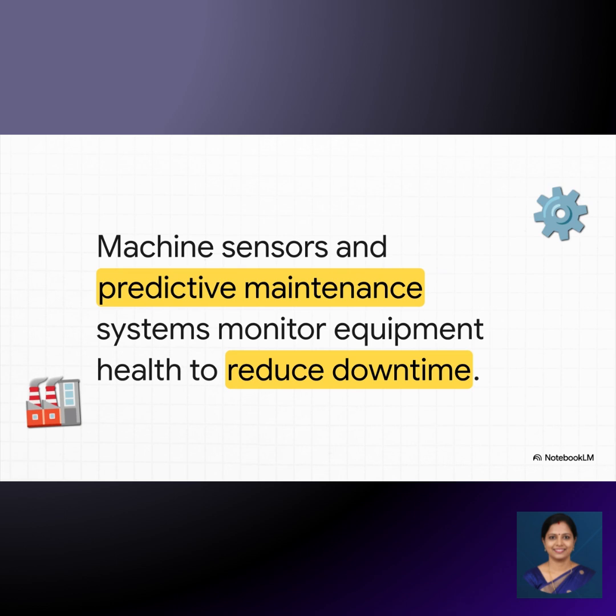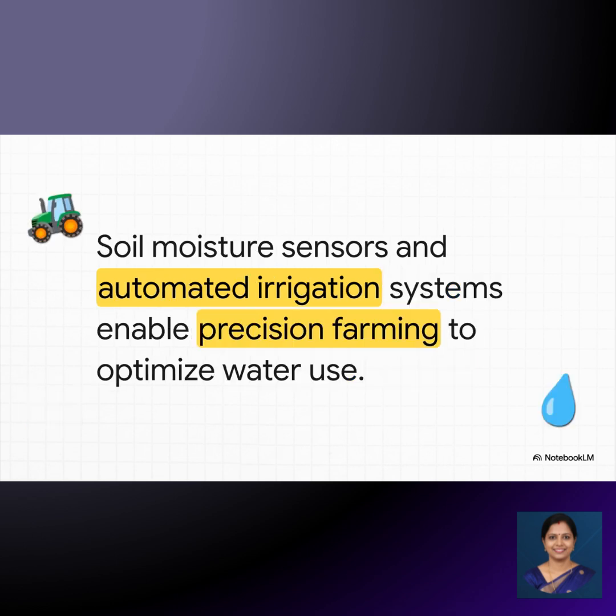Putting sensors on factory machinery to monitor things like vibration or temperature allows a system to predict a failure before it happens. It's called predictive maintenance, and it literally saves companies millions of dollars in costly downtime by fixing problems before they even start. And get this, it's not just in shiny clean factories.